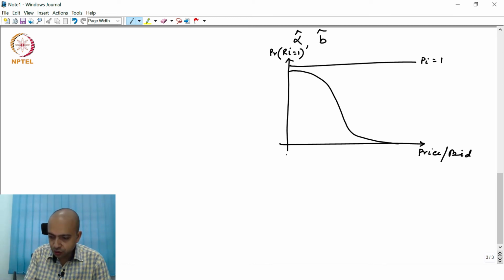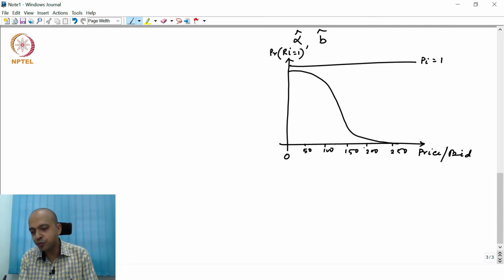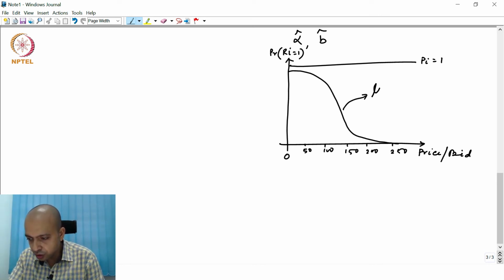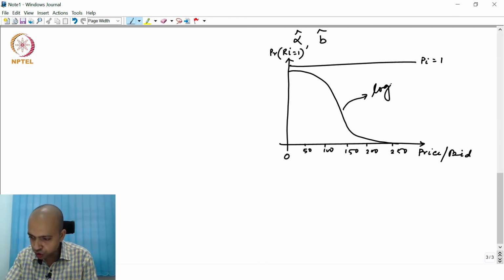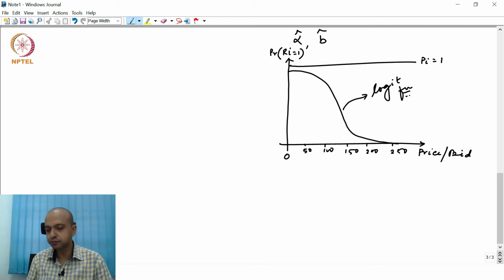So that means this is 0, let's say this is 50, then 100, then 150, 200, 250, like this. So from here what I can understand is that as the bid amount increases, the probability of saying yes is also decreasing. This is the logit function, or the CDF of a logistic distribution, you can say.